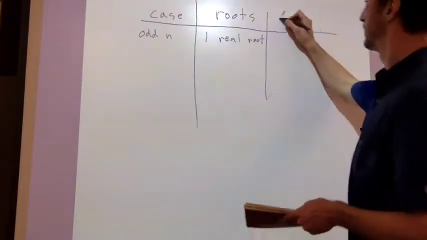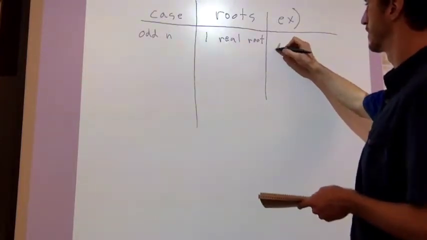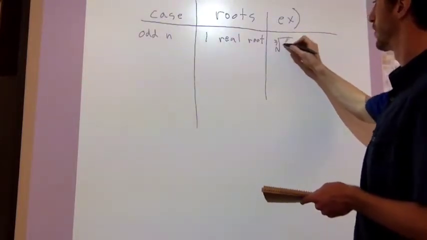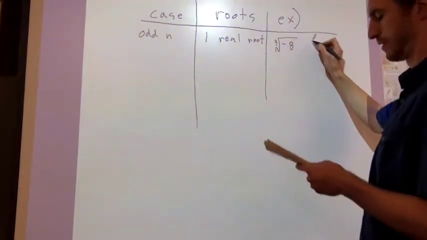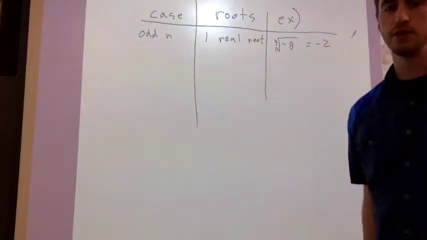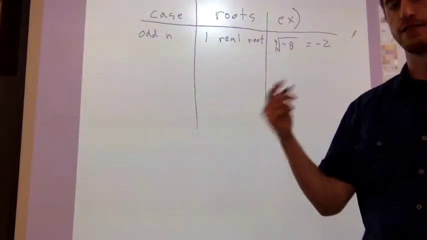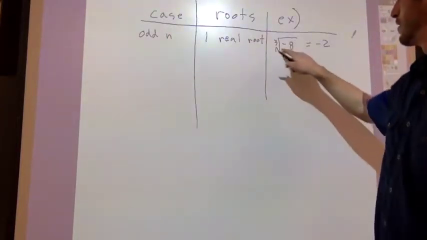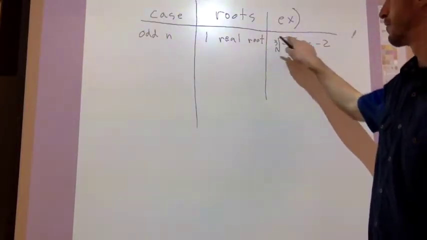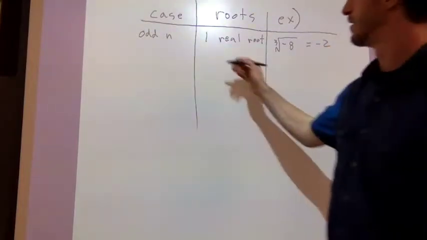An example of this would be if you take the third root of negative 8, that's going to be negative 2. Negative 2 times negative 2 times negative 2 is negative 8. So when you take the third root of negative 8, you're going to get negative 2. And that's only one real root.